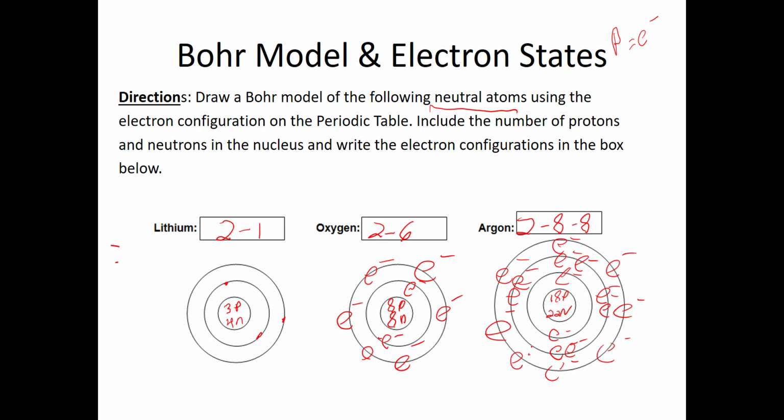Again, it doesn't matter the location of the electrons because, if we remember correctly, this isn't the actual location. Remember, these electrons are constantly in motion. That's why we use the wave mechanical model to show the location or the probable location of each of those electrons.